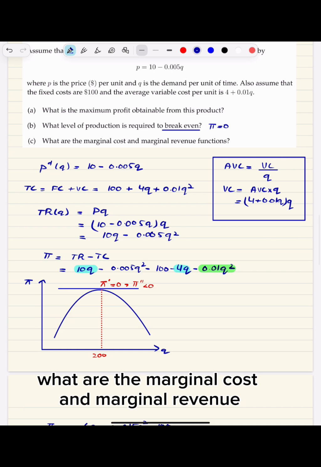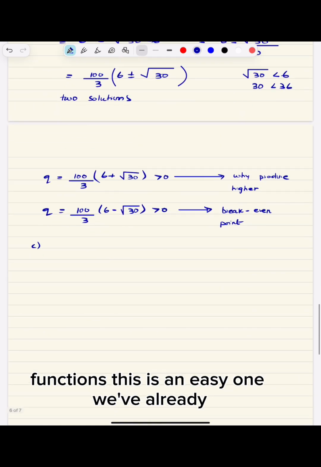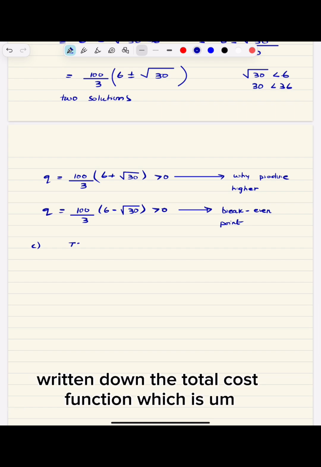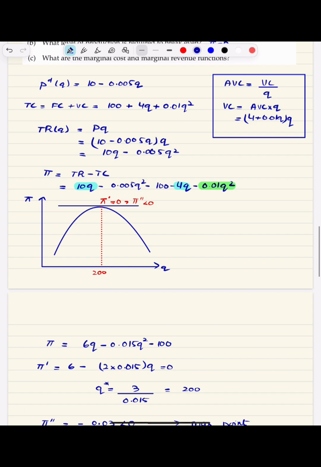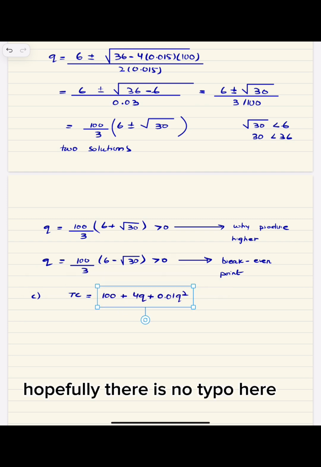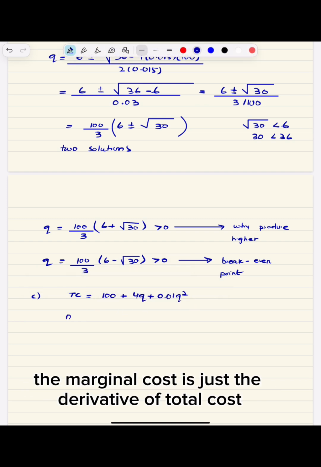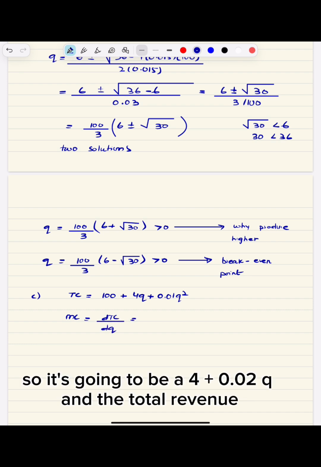Okay, part C of this question. What are the marginal cost and marginal revenue functions? This is an easy one. We've already written down the total cost function, which is this. Hopefully there is no typo here. The marginal cost is just the derivative of total cost with respect to quantity. So it's going to be 4 plus 0.02Q.